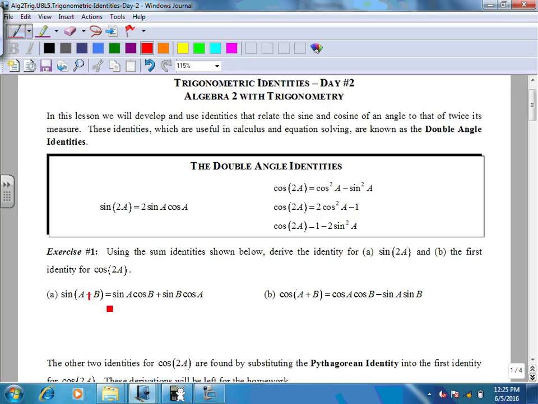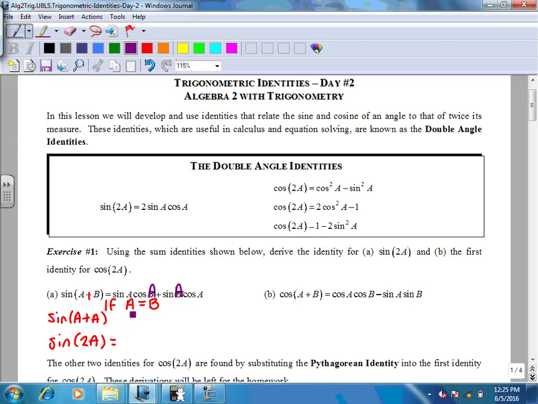So if angle A were equal to angle B, then instead of A plus B, it would actually be A plus another angle that's the same value as A, which is sine of 2A. So this is going to help us derive the formula. Instead of a B, we're going to have A's here and here, because A is equal to B.